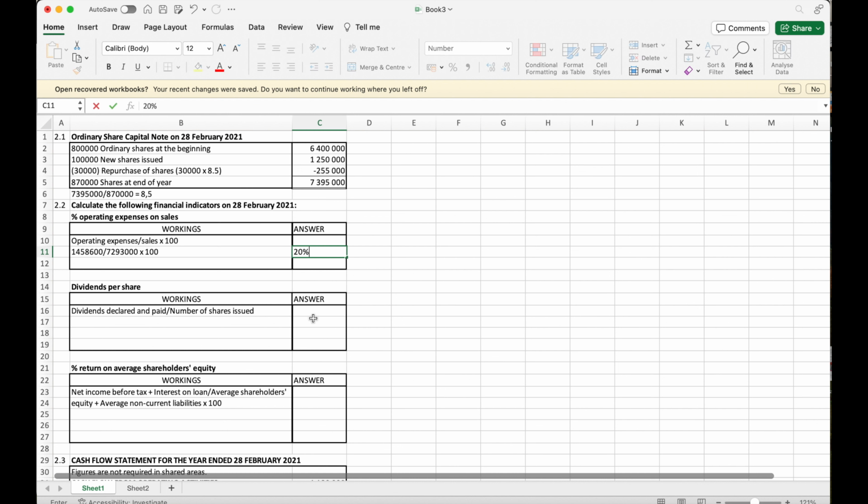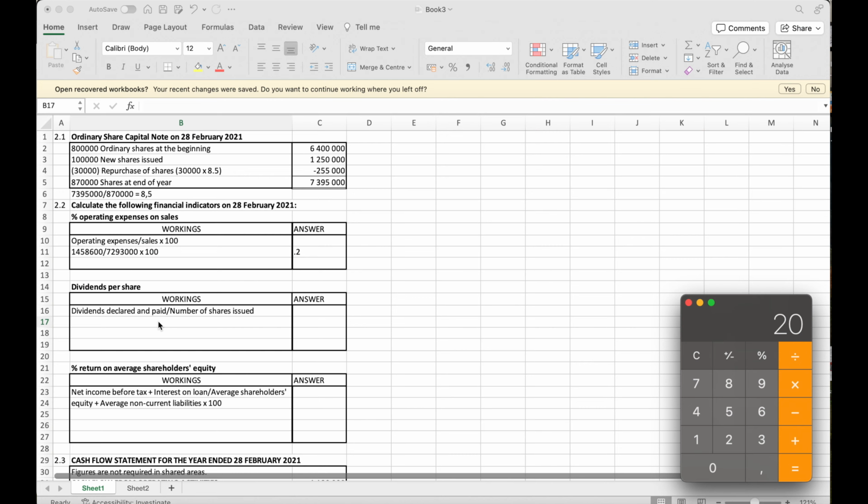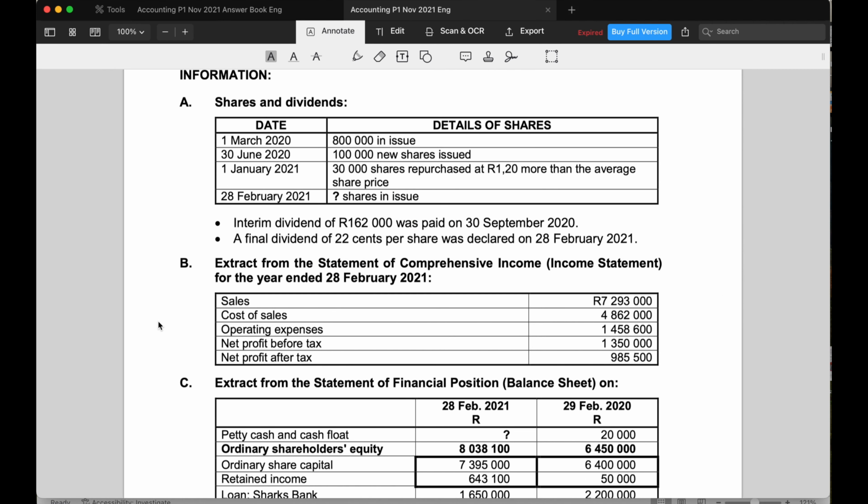Okay, comma 2. Okay, this is a spreadsheet, right? So that answer that you get is the one that you must record. Now, dividends declared and paid over number of shares issued. Let's look at the dividends. This one can be free marks.